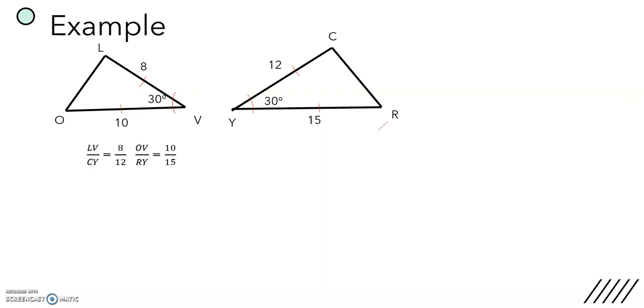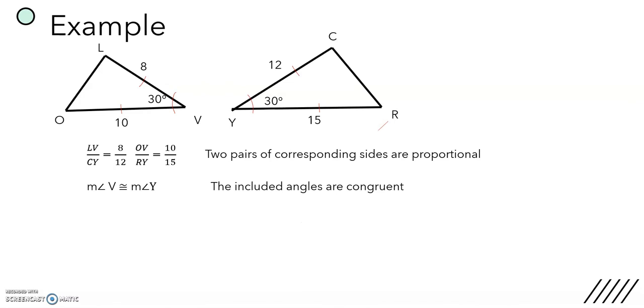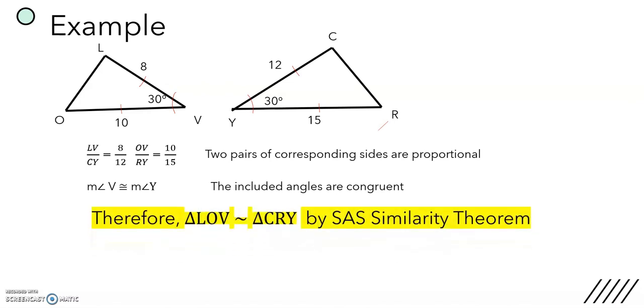So the information that we have, LV over CY, that's 8 over 12. OV over RY is equal to 10 over 15. So the two pairs of corresponding sides are proportional. The measure of angle B is congruent to the measure of angle Y with 30 degrees. The included angles are congruent. Therefore, triangle LOB is similar to triangle CRY by the SAS Similarity Theorem.